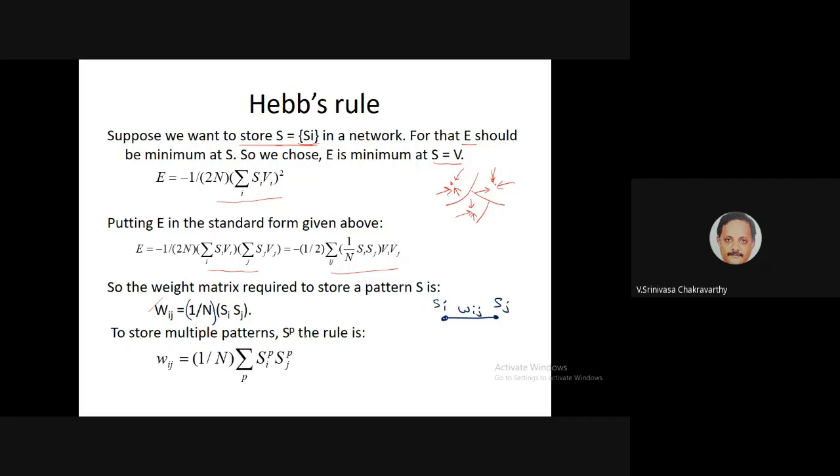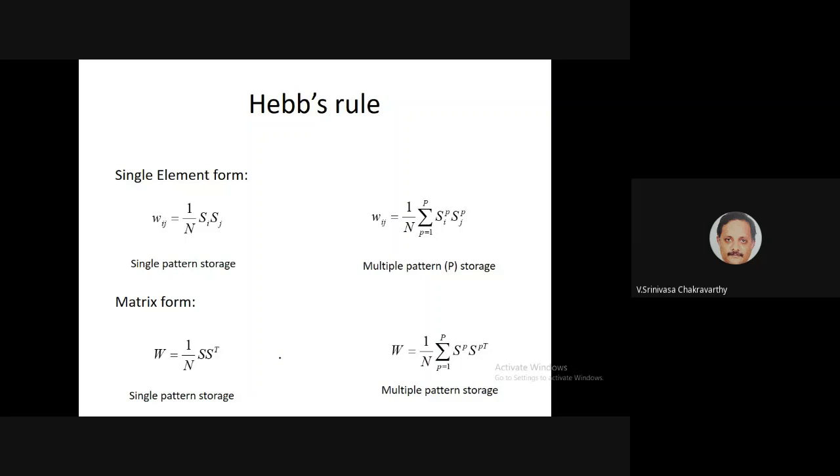If you want to store multiple patterns S^p, p is the index of our patterns. So p goes from 1 to, let's say, capital P, where capital P is the number of patterns. Then you take many such terms, one term for each pattern, and add them up. That's how you calculate the weight matrix. You can express the storage rule, or Hebb's rule, in two different ways. In the single element form, the single element of the matrix W_ij is given as 1 by n times S_i S_j for a single pattern. For multiple pattern storage, W_ij is equal to 1 by n times S^p_i S^p_j, which you sum over all the patterns.